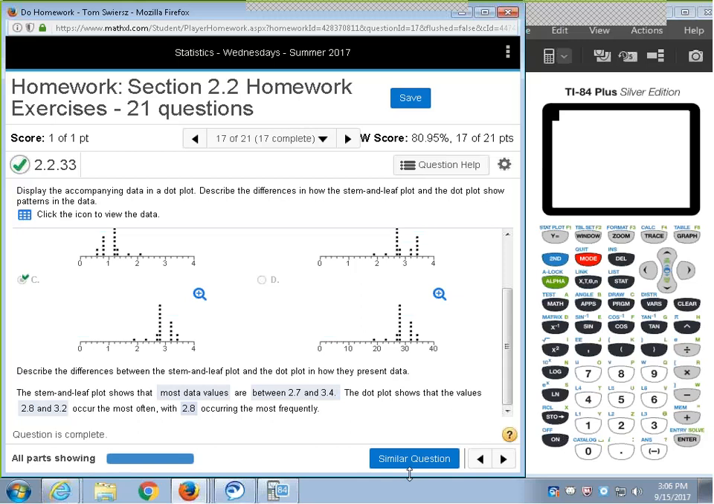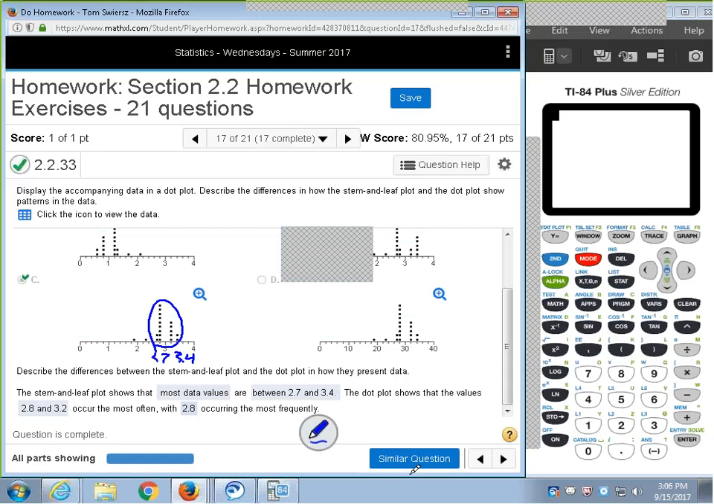So again, most of the data, as you can see, is between right here and here, which is 2.7 to 3.4, right? And the values right here, this one is 2.8, and this one 3.2 occur the most, with 2.8 having even more than 3.2. All right, very good.